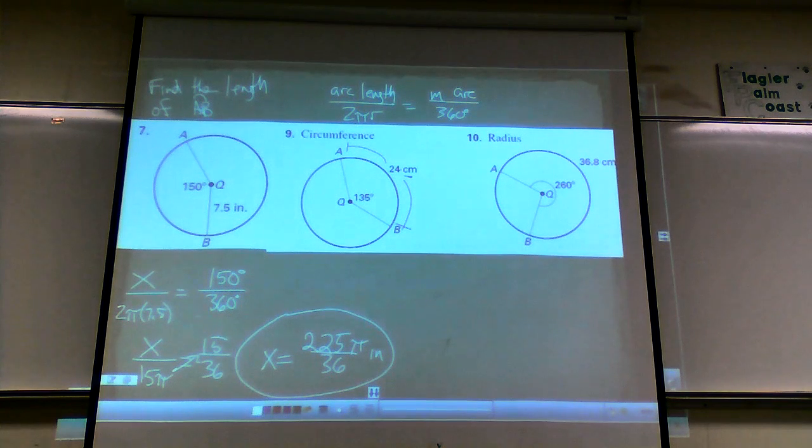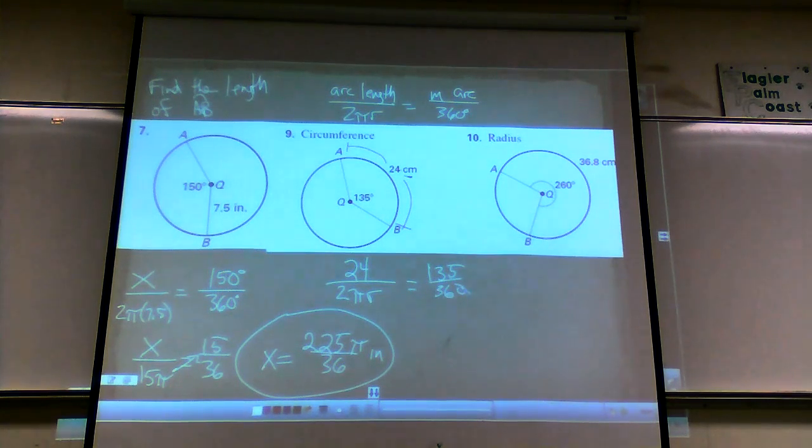Okay, now the next one here, the number 9 one, the one that says find circumference. Again, since I know that 24 centimeters represents arc length, I have to use the same proportion. Anytime arc length comes up, guys, this proportion needs to be used. So for 9 it's going to go 24 over 2 pi r equals the measure of the arc. The measure is the number of degrees that goes with it, so that's 135 over 360. So 360 never changes.